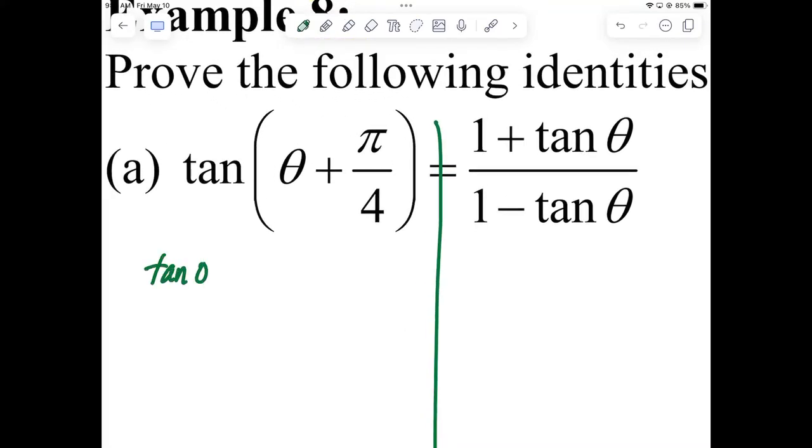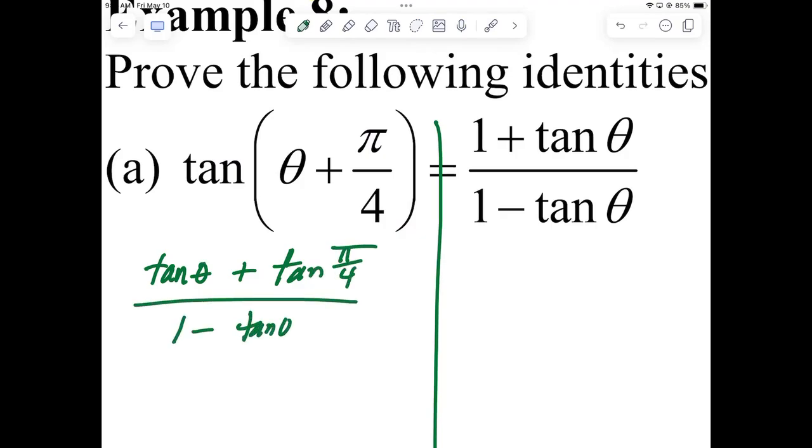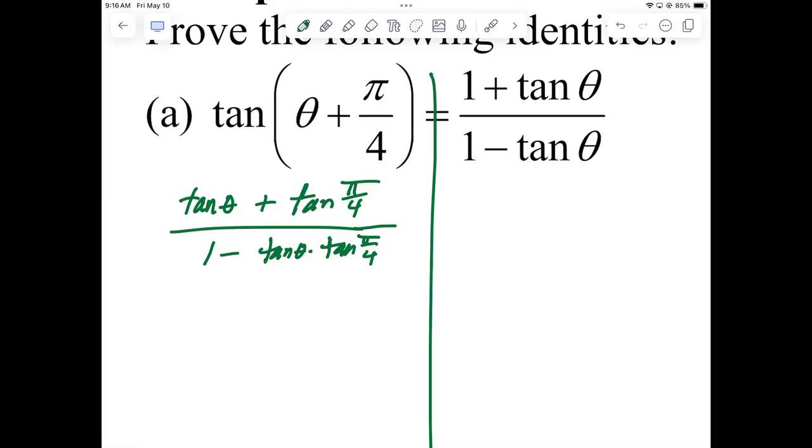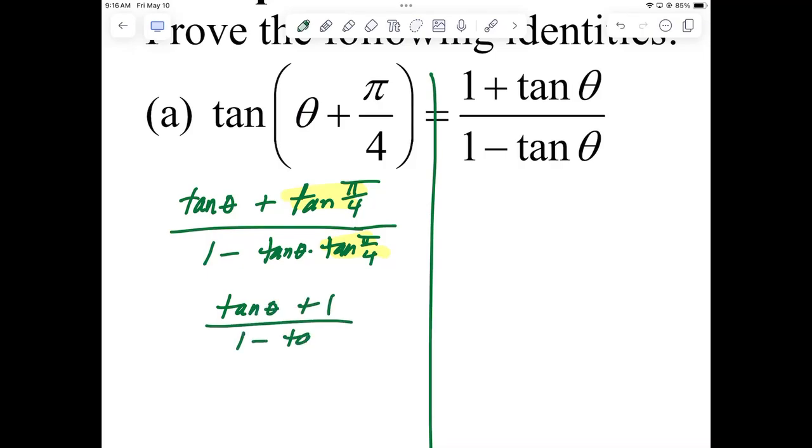We distribute, right? Tangent of theta plus tangent of pi fourths, and then it's all over 1 minus tangent of theta times tangent of pi fourths. Now I can simplify because I know tangent of pi fourths is 1. So I get tangent of theta plus 1 all over 1 minus tangent of theta times 1.